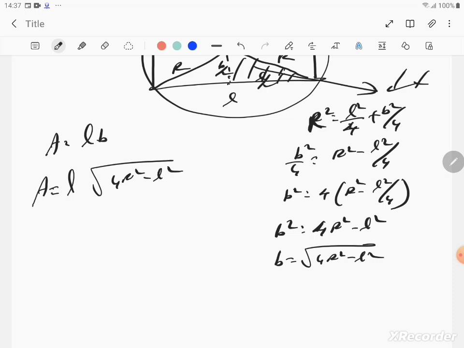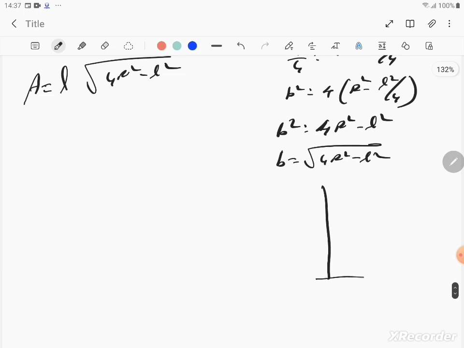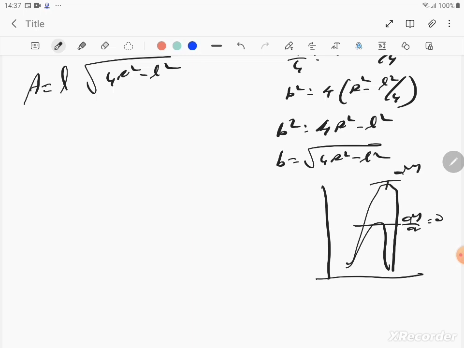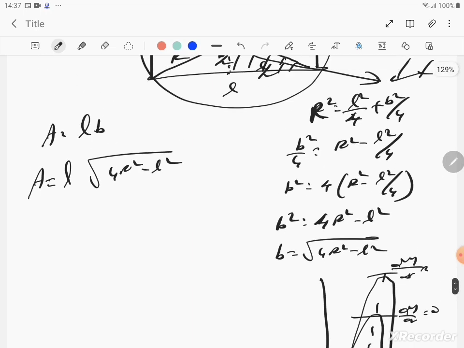In maxima minima, when you see a square root, you are allowed to square both sides. The reason being, if you have a function, you can even square the function, but when you do dy by dx is equal to 0, you might get the same answer as x. So you are allowed to square both sides in maxima minima. So A square, let's call it as z. Let's not call it A square. It is L square into 4R square minus L square.